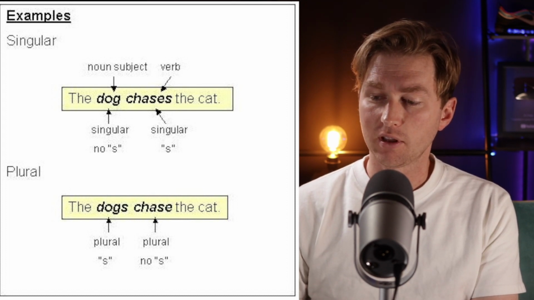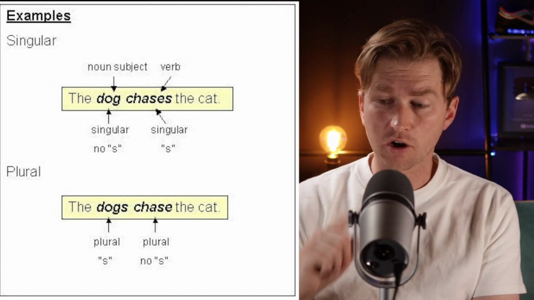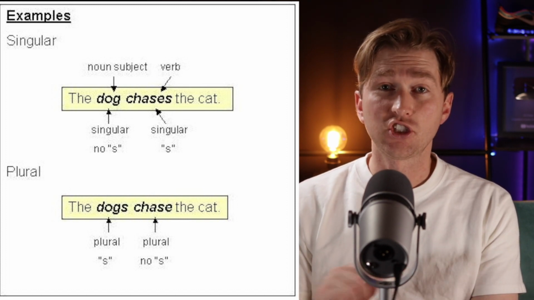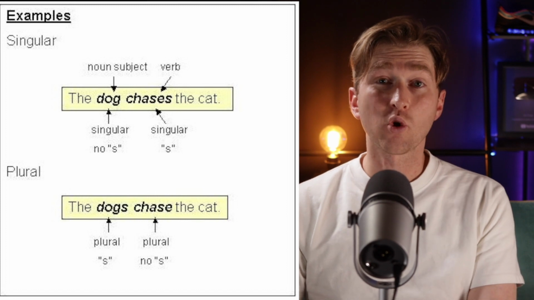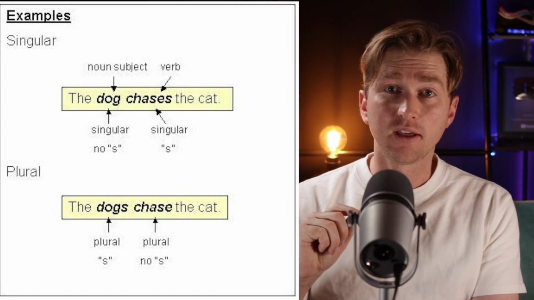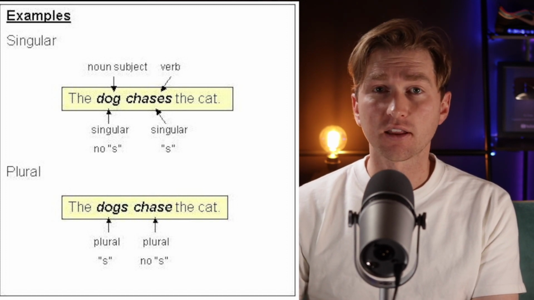So here we have the dog chases the cat. So when the dog is singular, when there's only one dog, we add an S to the end of chases. The dog chases the cat. So it's important to remember when we have just one dog or just one noun, then we add an S to our verb. The dog chases the cat.